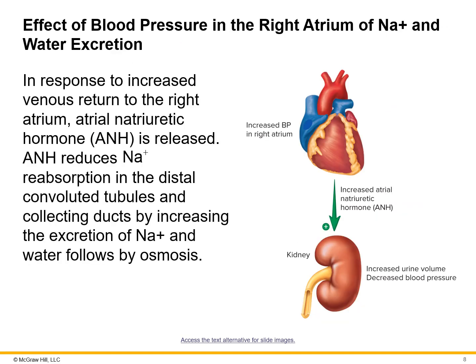All right, so then if we look at the effect of blood pressure on the right atrium, so again, looking at sodium and water excretion. What happens whenever we have an increased venous return to the right atrium? That's where that ANH gets released. That reduces sodium reabsorption in those convoluted tubules. That's going to increase the excretion of sodium, and then water goes with it.